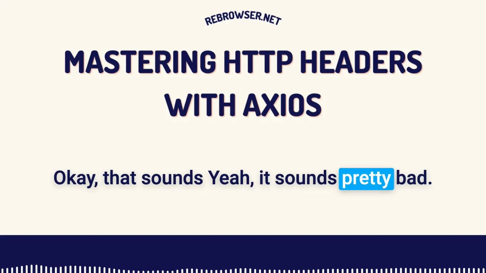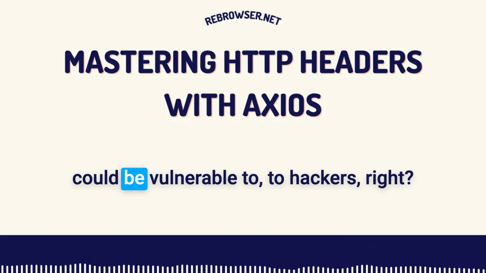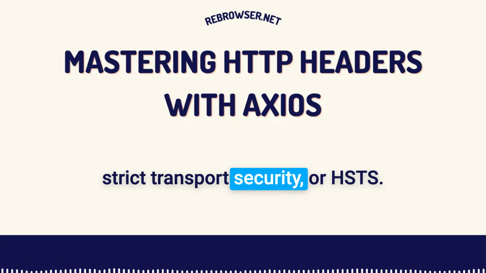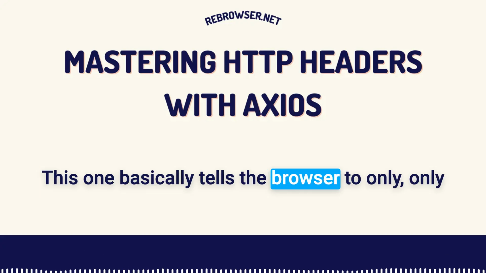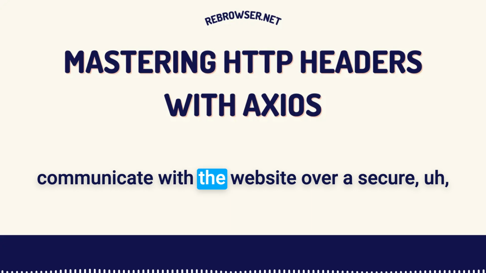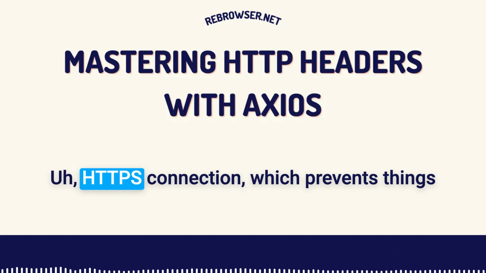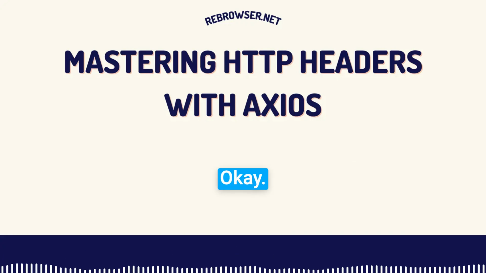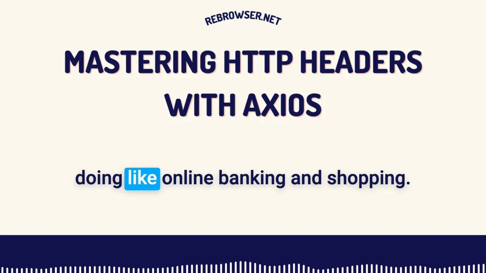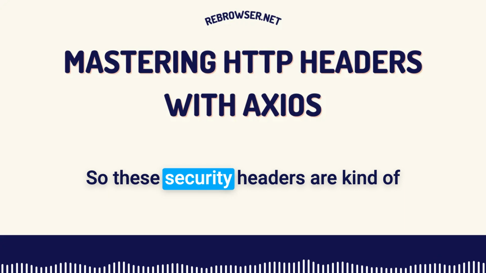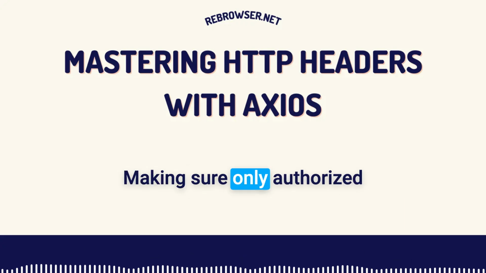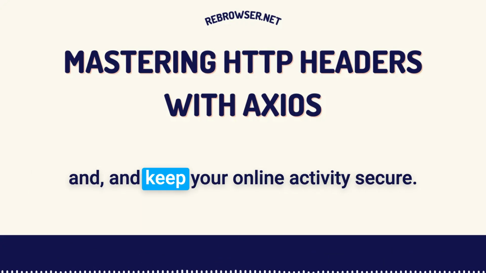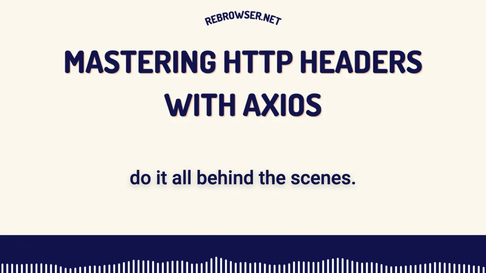Okay, that sounds pretty bad. So without these headers, a website could be vulnerable to hackers, right? That's exactly right. Another important one is called strict transport security, or HSTS. This one basically tells the browser to only communicate with the website over a secure HTTPS connection, which prevents things like eavesdropping and data tampering. Okay, that's super important these days, especially when we're doing online banking and shopping. So these security headers are kind of like the guards at a bank, right? Making sure only authorized transactions can happen. Exactly. They help prevent a whole range of attacks and keep your online activity secure. And the best part is they do it all behind the scenes.